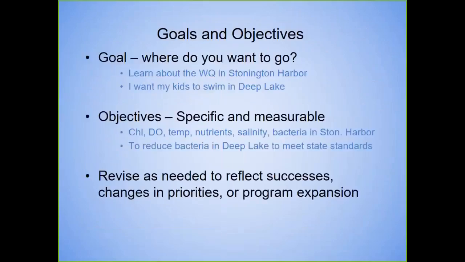Think about your goals and objectives, right? So your goal is, where do you want to go? Well, I want to learn more about the water quality in Stonington Harbor, or I want my kids to swim in Deep Lake. What are your objectives? They are specific and measurable. Your objectives are going to be to collect these types of samples to reduce bacteria in Deep Lake to meet standards. Those are tangible items, right? And then you're going to constantly need to revise as needed, reflect on those successes, because we don't do enough of that. We don't take the time to actually say, oh, that worked, that was great. Or, I have a really good program.